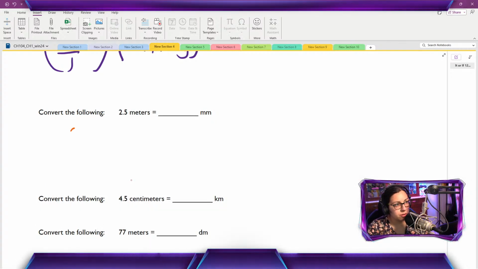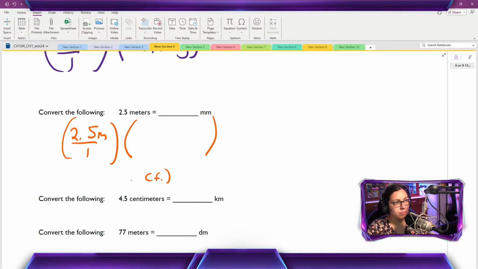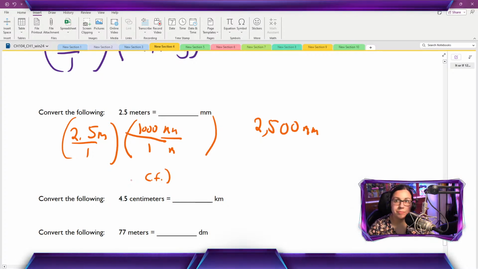All right, so let's convert this. 2.5 meters. Again, we're just putting in our conversion factor. I want millimeters on top, meters on bottom to cancel. Then there are 1,000 millimeters in 1 meter. So now we can just move our decimal place over. 2,500 millimeters for that one.